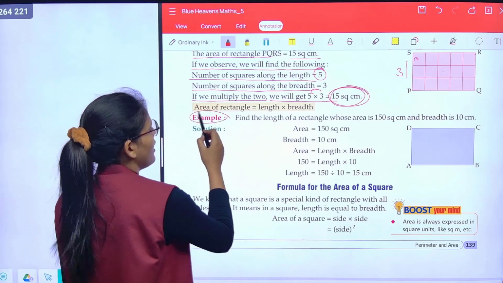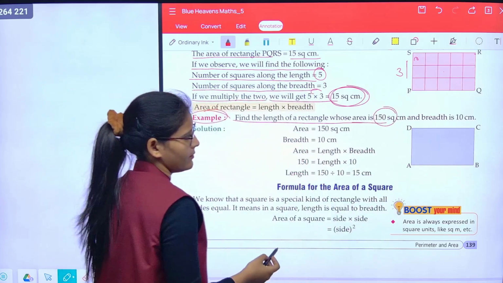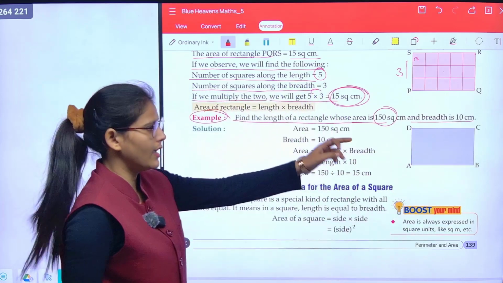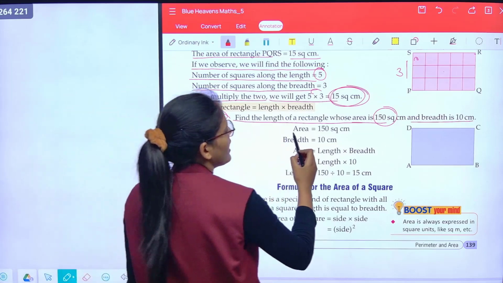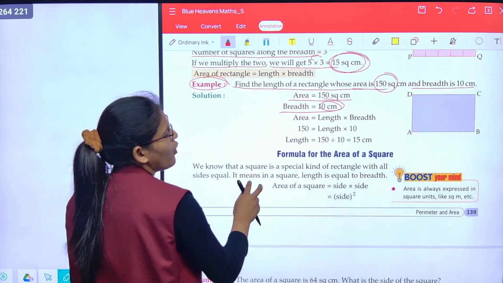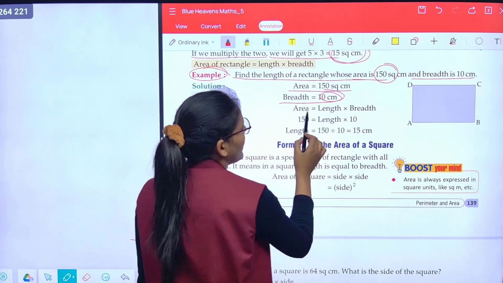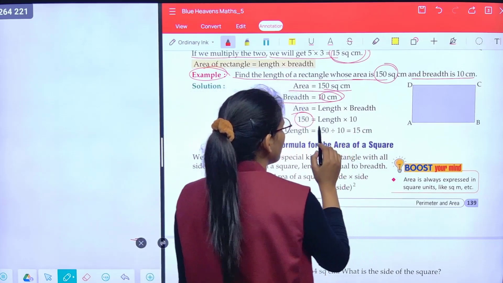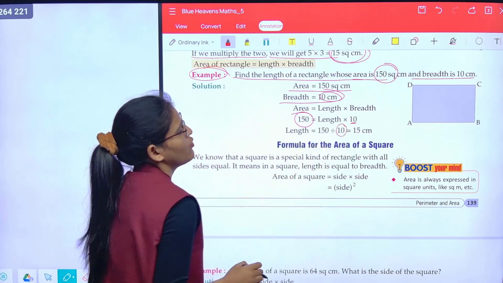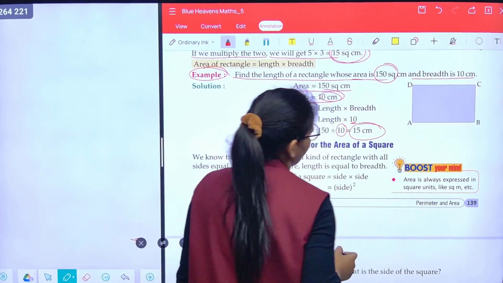Now example: find the length of a rectangle whose area is 150 square centimeter and breadth is 10 centimeter. So area is 150 square centimeter, breadth is 10 centimeter. The formula of area is length into breadth. So 150 is the area, length, breadth 10. So class, here 10 is multiplied, so it comes to the other side and becomes division. So length is equal to 150 divided by 10, which is equal to 15 centimeter.